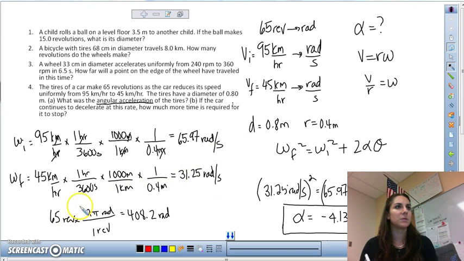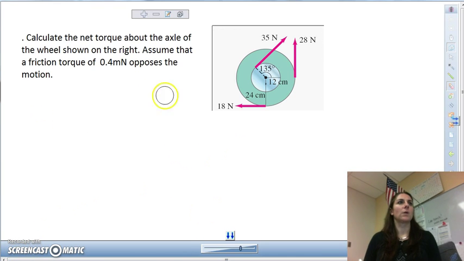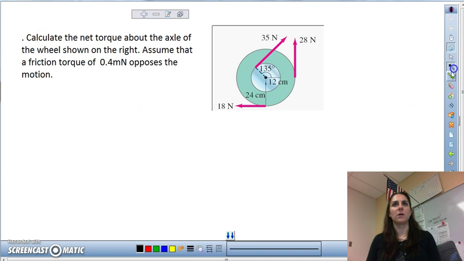Since I have some more time, I'm going to solve a few more problems. Okay, so this is the other part of the video which I'm going to solve. It's another torque problem. So why don't we take a look at this. So in this case, we have a wheel with several forces applied at some radius away, so we're going to get a torque on our system. So calculate the net torque and assume we have a frictional torque, okay?